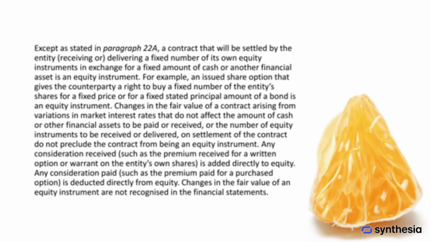Any consideration received, such as the premium for a written option or warrant on the entity's own shares, is added directly to equity, while any consideration paid, like the premium for a purchased option, is deducted directly from equity. Changes in the fair value of an equity instrument are not recognized in the financial statements.